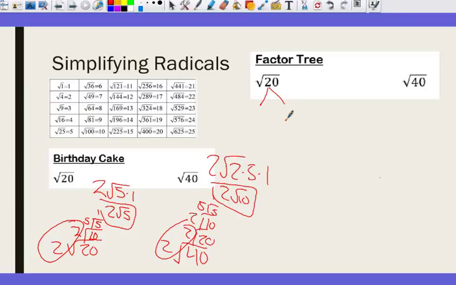2 and 10, right? If I do 2 and 10, it's going to be exactly the same as we did down here. So I'm going to do 4 and 5. 4 times 5 is 20, right? I'm just doing it to change it a little bit. So we have 4 times 5 is 20.